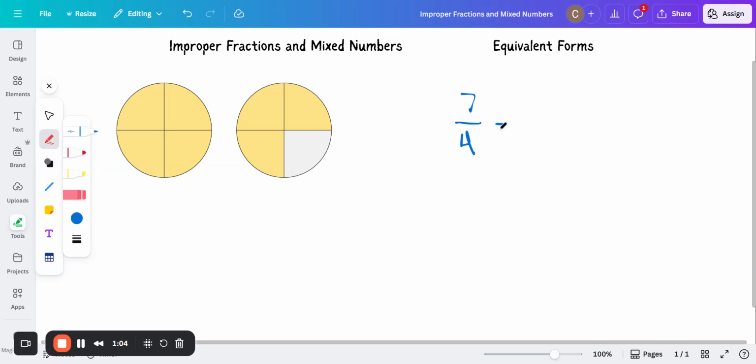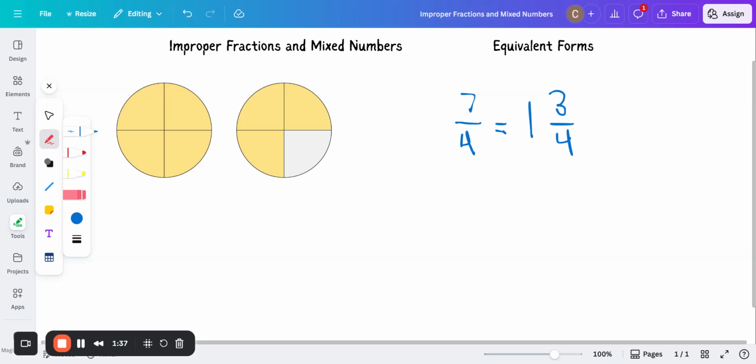And then I can also write that as a mixed number. When you have a mixed number, you're going to have a whole number and a fraction with it. And so when I'm looking at this one, I can see that I have one whole item and then 3/4. And both of those represent the same amount of shaded circle space there. So I can put an equal sign to show that those two numbers are equal. 7/4 equals 1 and 3/4.